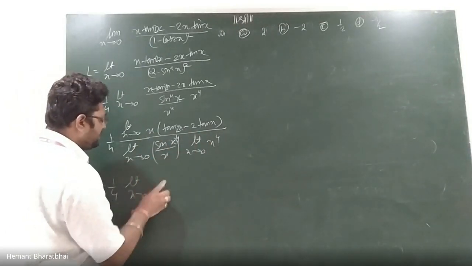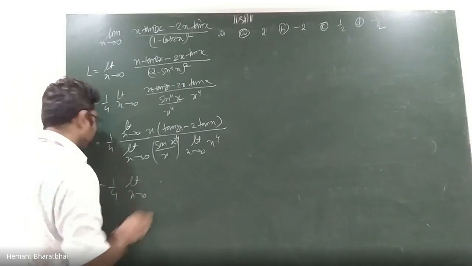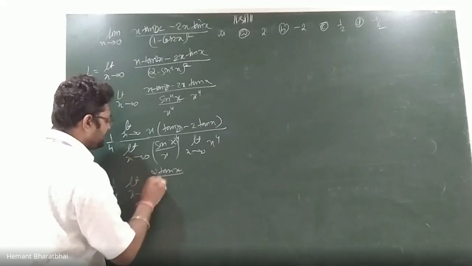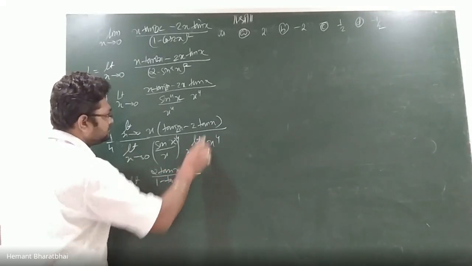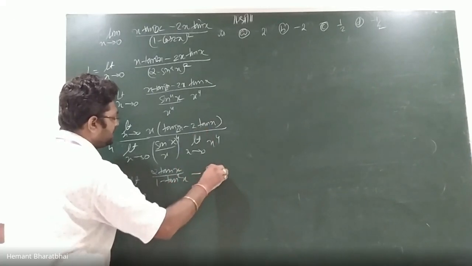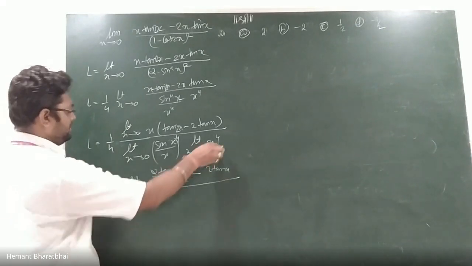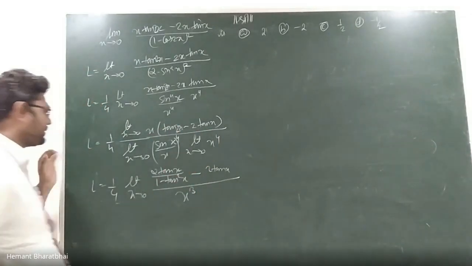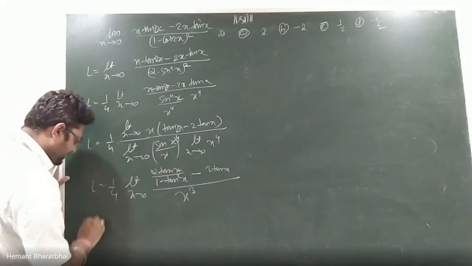And tan 2x formula is, yes, tan 2x can be written as 2 tan x upon 1 minus tan square x, minus this 2 tan x, the whole upon, 1x got cancelled, so what remains here is x cube. Okay, now let me equalize the denominator.